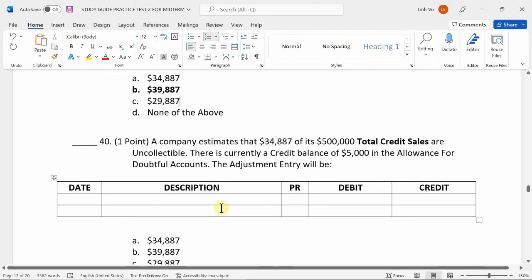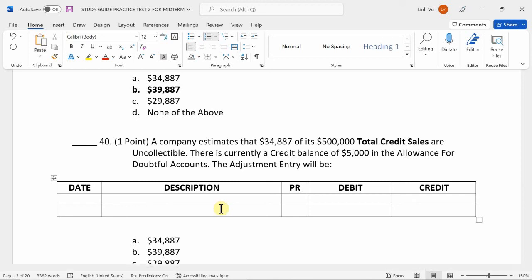So once again, if a company estimates that 34,887 of its total credit sales, $500,000 in total credit sales, is uncollectible, and there is currently a credit balance of $5,000 in the allowance for doubtful accounts, the adjustment entry will be, once again, we need to identify. In this case, it says total credit sales. Total credit sales means you're using the income statement method.